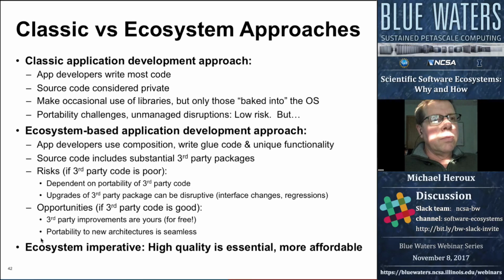And so what we're trying to do is go from what I would call a classic application development approach, where the app developer writes most of the code. The source code is considered private, owned by the team that develops. They may occasionally use libraries, but really probably only those that are baked into the OS. So for example, we talked about BLAS. Often those are baked into the operating system, or a part of the vendor's software library, and are readily available just by linking to them in a well-documented way.